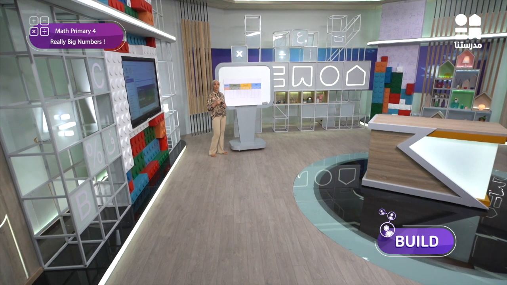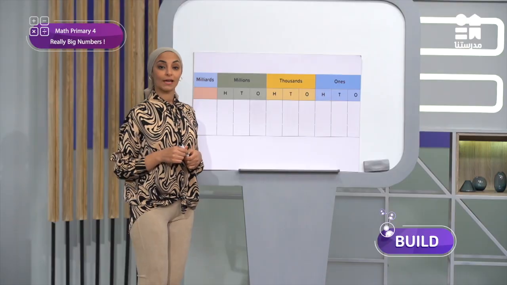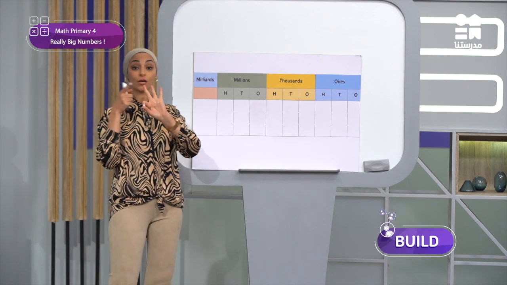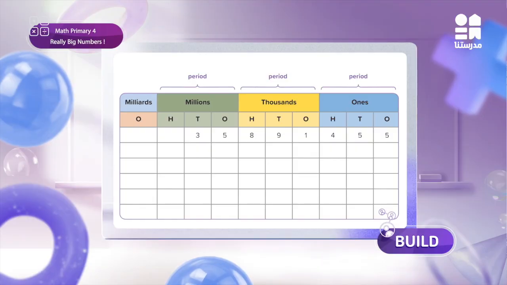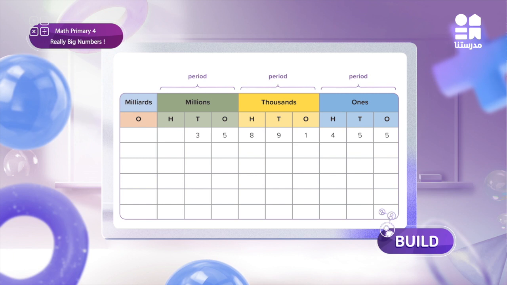Okay, can you write this number? Yes. Read it first. Can you read it? Yes. I have 3 houses or 3 periods which are ones, thousand and million. Okay, who can read this number? Yes, it is 35,891,455. Super, boys and girls.